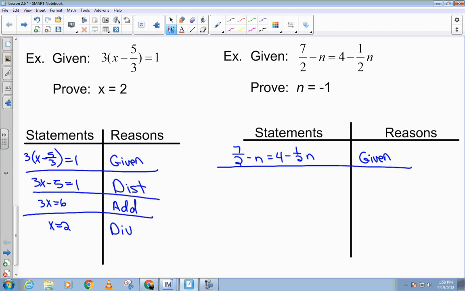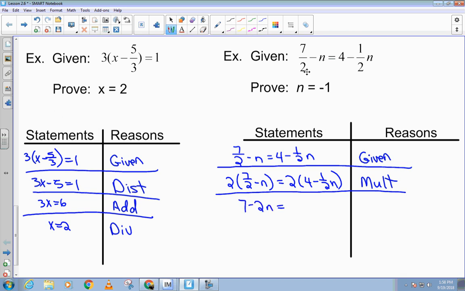Now, the next 2 steps, most of the time you guys do as one step. It's really 2 steps. So we're going to multiply both sides by 2, and we're going to put multiplication right there. So when we actually multiply, what are we actually doing? Distributive. We're actually distributing the 2 now. So that'd be 7 minus 2n equals 8 minus n. And that's the distributive property.